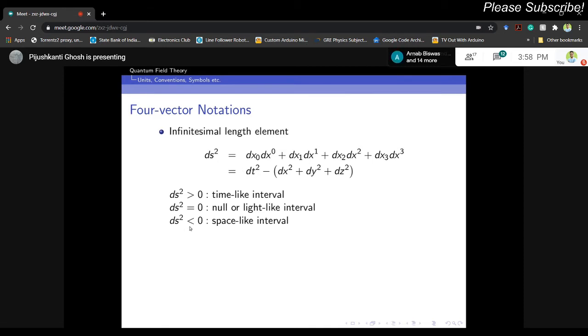On the other hand, for this case, you find that the space-like separation, spatial separation, is greater than the time interval. Okay, so you get this ds square less than 0. Clear?